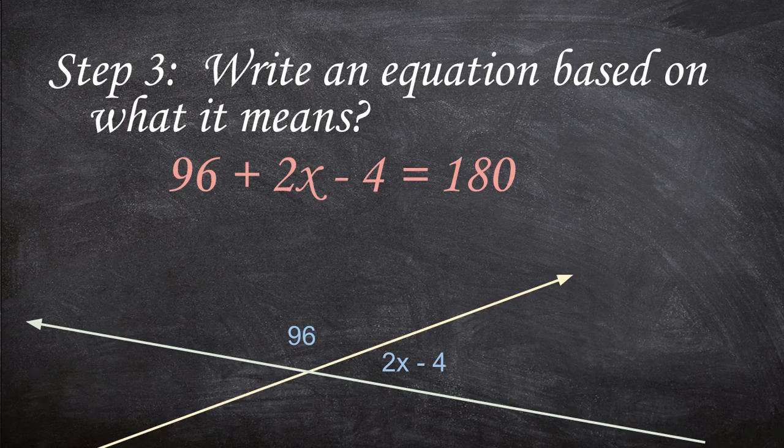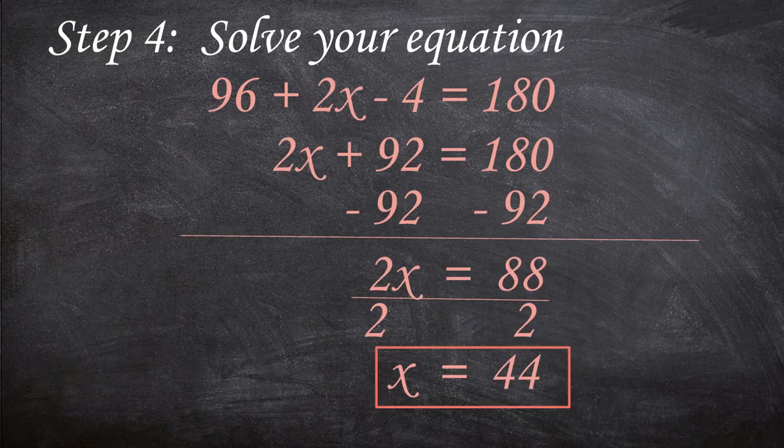So again, write your equation exactly the way you see it. Don't start doing the math right away. So you have 96 degrees plus 2x minus 4 is equal to 180 degrees. Your last step is to balance the equation that you created. And you can see the missing variable is 44.